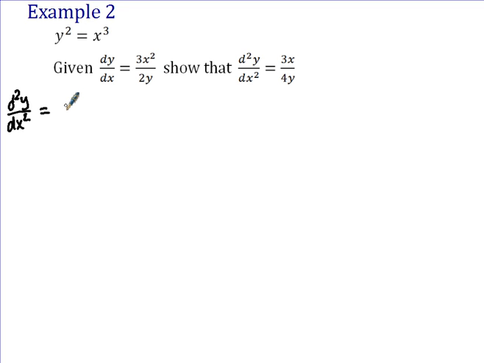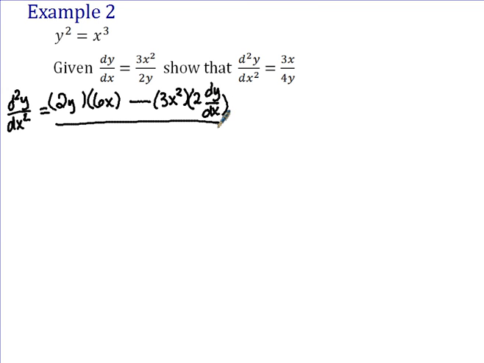Second derivative is going to be equal to g times f prime, 2y times 6x, minus f times g prime, which would be 3x squared times 2 dy dx, over g squared. And remember that squared needs to go for both parts of the term in the denominator. Now again, notice I've ended up with this dy dx, and so I need to replace that with what it is equal to. So let's do that and simplify a little bit in the process.